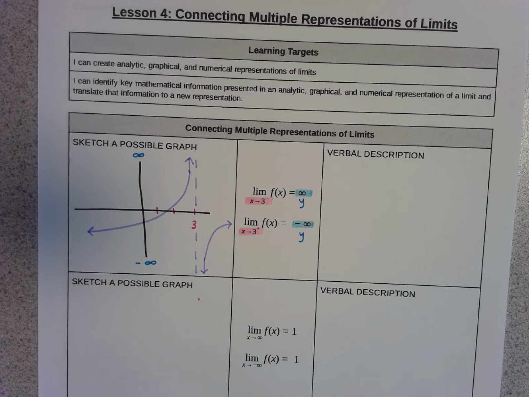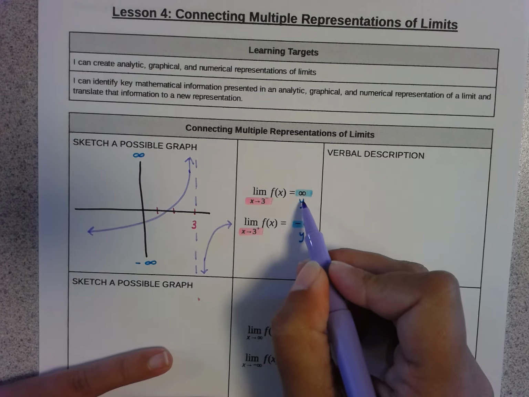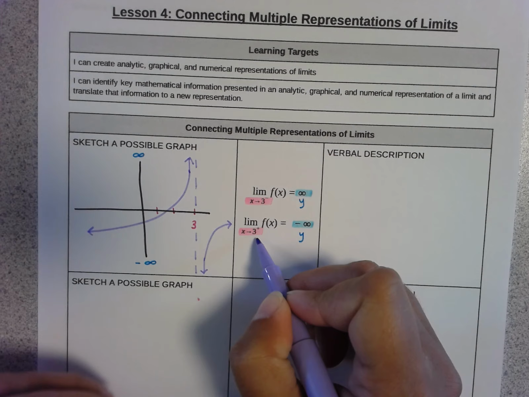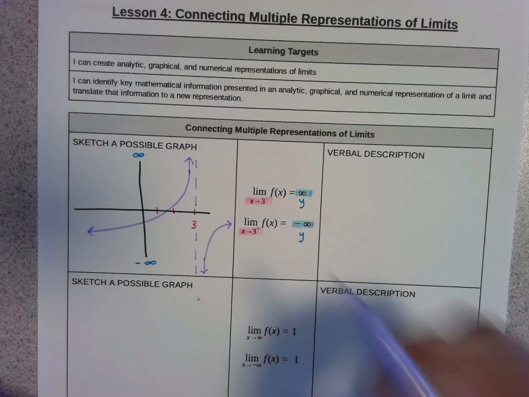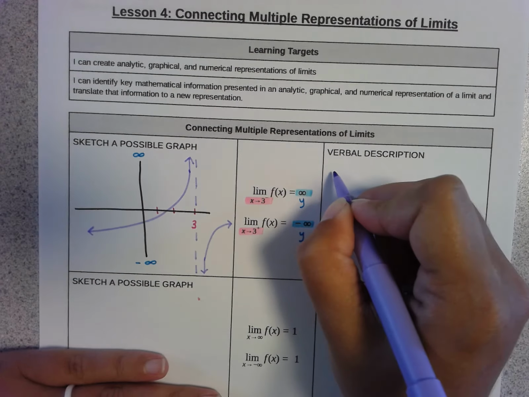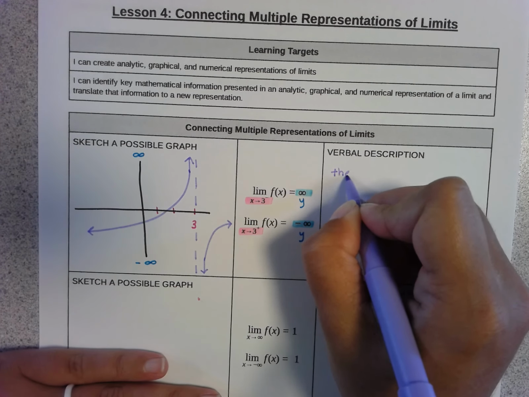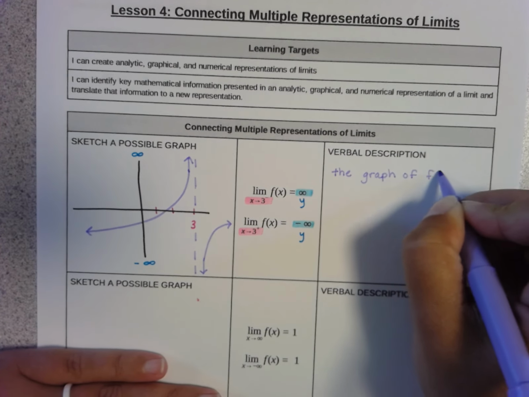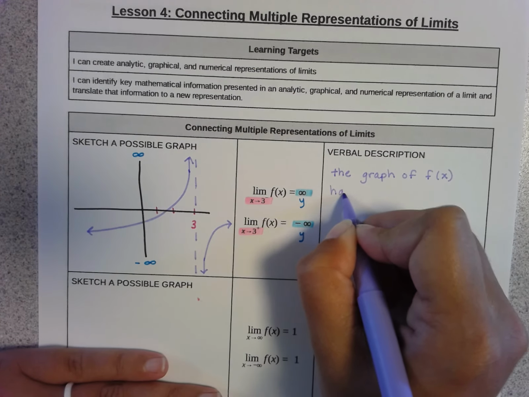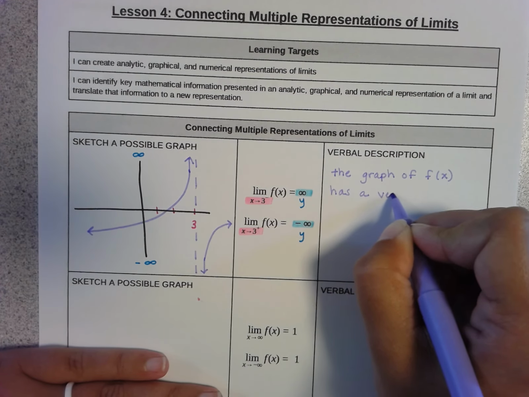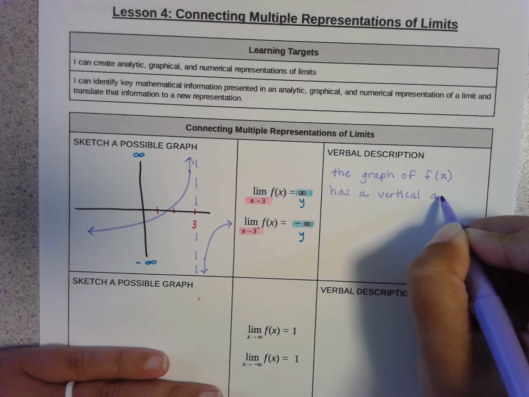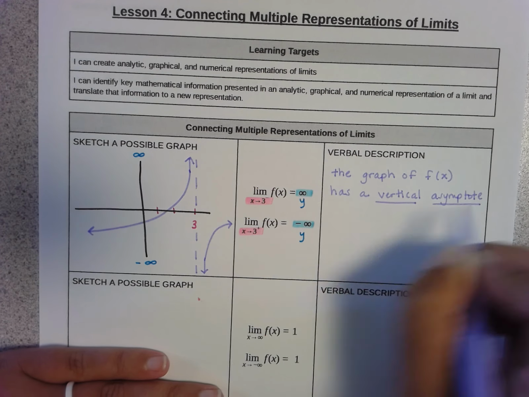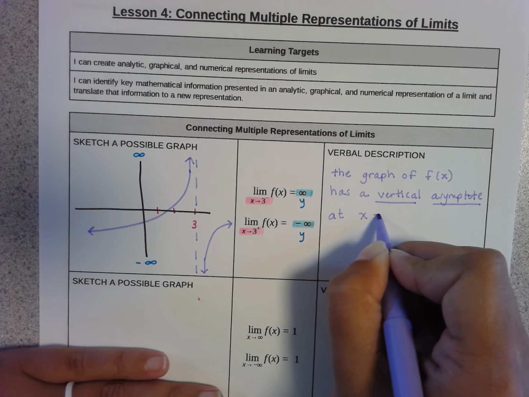So in words, here's what these limits are telling me. Whenever our y values approach infinity or negative infinity, and x is approaching a specific number like 3, it tells me the graph has a vertical asymptote at that number. So the description would be: the graph of f of x has a vertical asymptote at x equals 3.